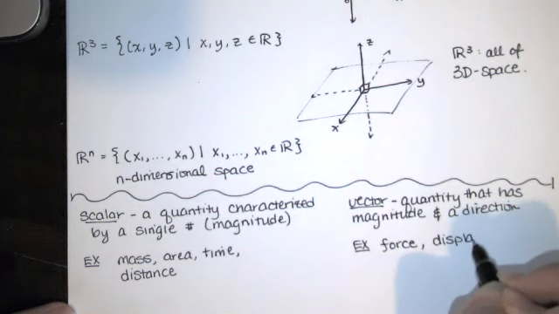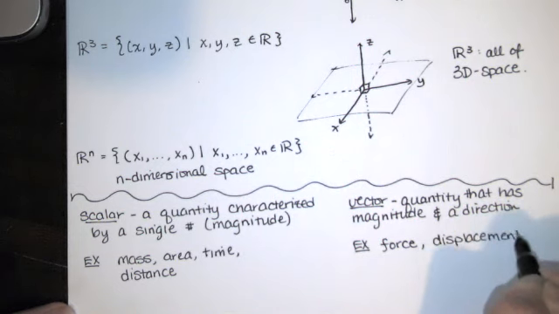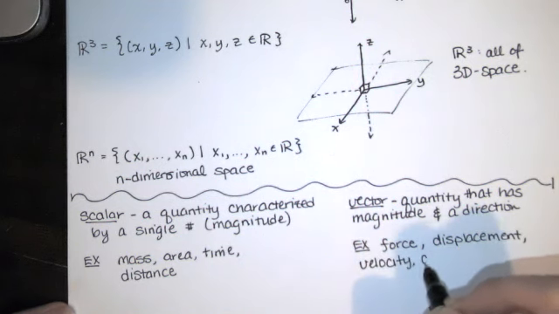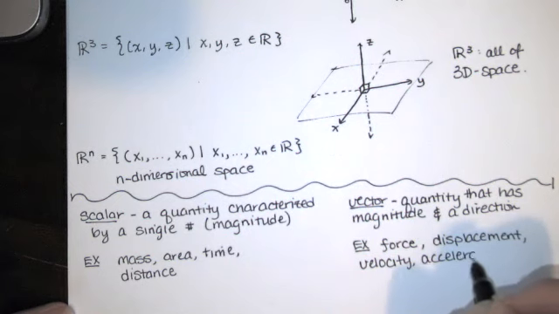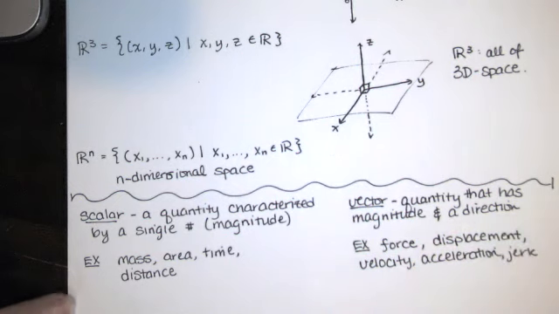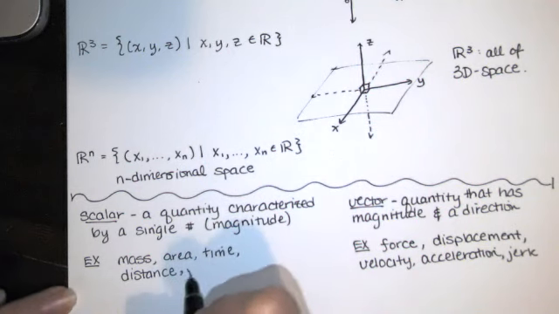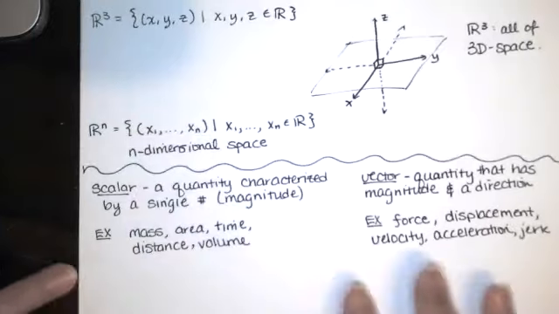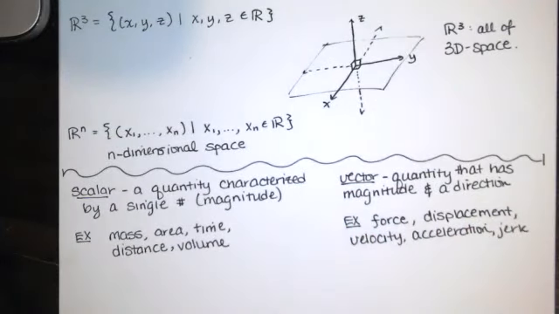Displacement is a vector quantity. Velocity and acceleration and jerk are vector quantities. Let's see over here, scalars, volume. We talk about that. Now these are all characterized by a single number. Vectors have magnitude and direction. When we graph vectors, we tend to graph them with arrows.